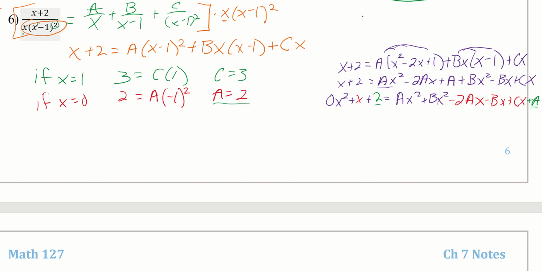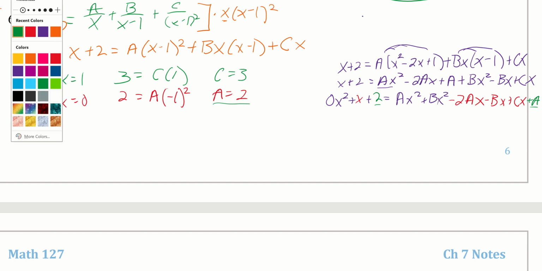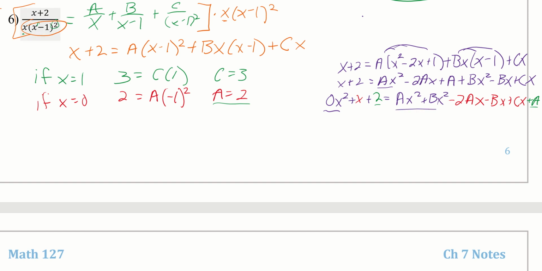Cool. Okay, so now the only thing I need to do is find b. Well, b is in the reds and also in the purples. I would go for the purples just because there's fewer variables. That's it, right? So now I'm going to set all of the purples equal to each other. A lot of times I'll say the x squared value. That's what I'm looking at. So I do 0x squared is equal to ax squared plus bx squared. Cool. Well, they all have x squared, so we can cancel those out. So we have 0 is equal to a plus b.